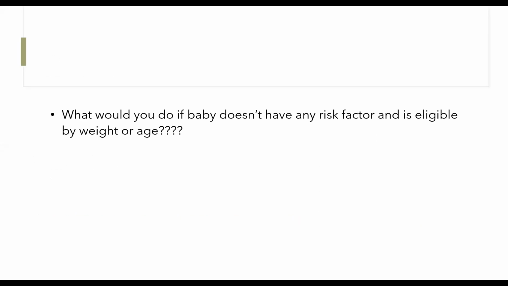So there's one question to all the fellows there. What would you do if a baby doesn't have any risk factor and is eligible by weight or age? Will you do the screening or not? Can anyone answer me? Any of the fellows there?